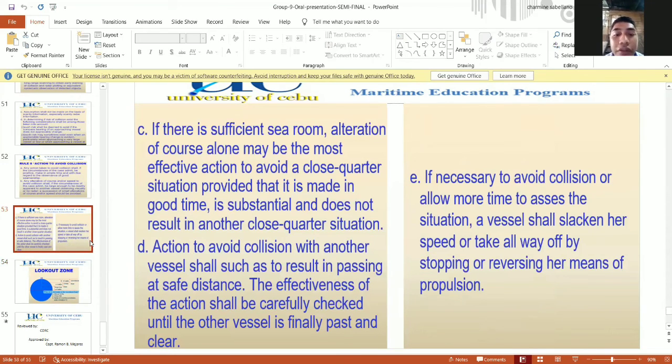So paragraph C, if there is sufficient sea room, alteration of course alone may be the most effective action to avoid a close quarter situation, provided that it is made in good time, is substantial, and does not result in another close quarter situation.